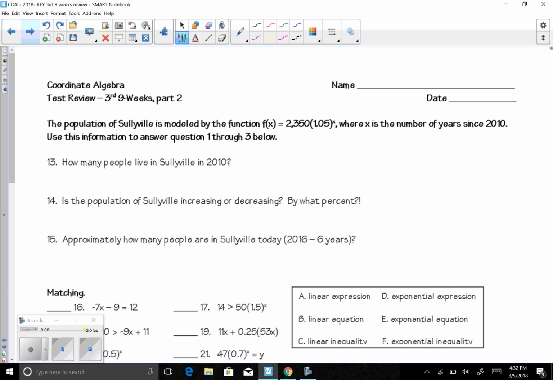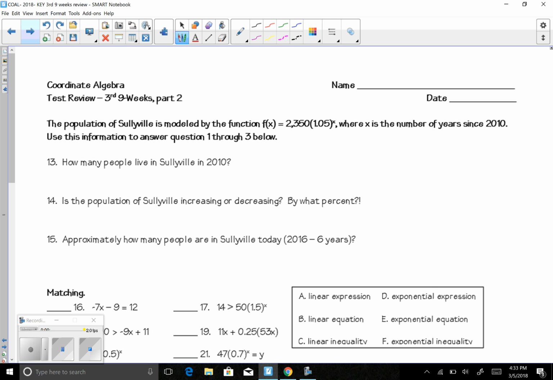So picking up at number 13, the population of Sullyville is modeled by the function f of x equals 2,350 times 1.05 to the x power, where x is the number of years since 2010. Use this information to answer questions 1 through 3 below. So they started this in 2010, and they're tracking the population starting in the year 2010. So it says how many people live in Sullyville in 2010?